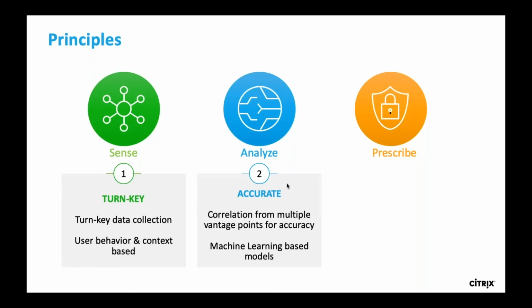The second key principle was to ensure that whatever analysis the models do is presented from multiple vantage points. In the virtual apps and desktops world, this translates to vantage points such as the network layer, the VDA layer, and the endpoint layer. When you are trying to analyze user experience issues, analytics would actually present all the information relevant to the particular problem in a detailed context.